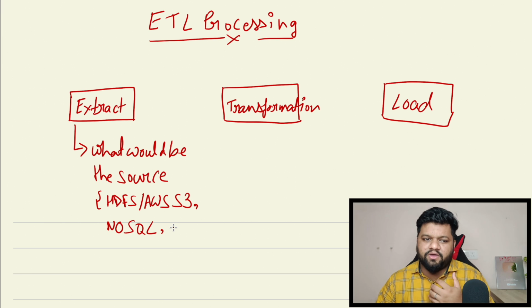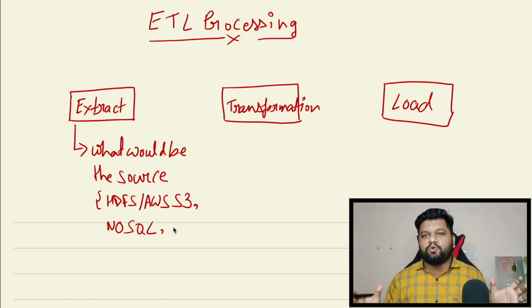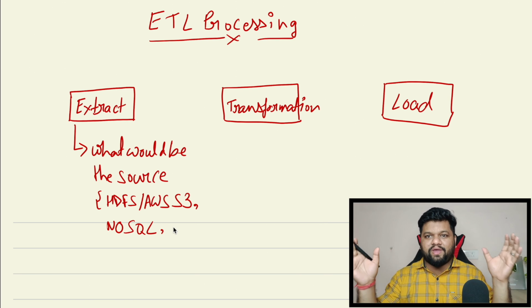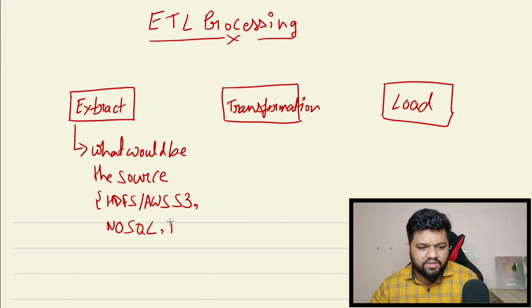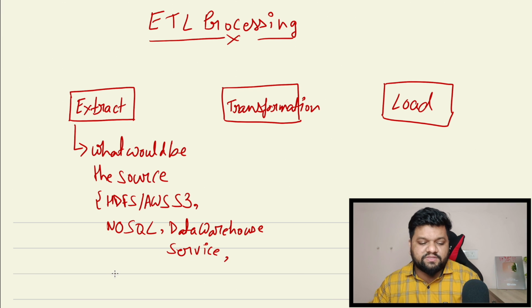Let's say if you talk about the open source framework, so Apache Hive is also a kind of warehousing service. So from those distributed computation frameworks, you can make a direct connection to Hive table and you can read that data. So third source can be the data warehouse service, right? Data warehouse service.